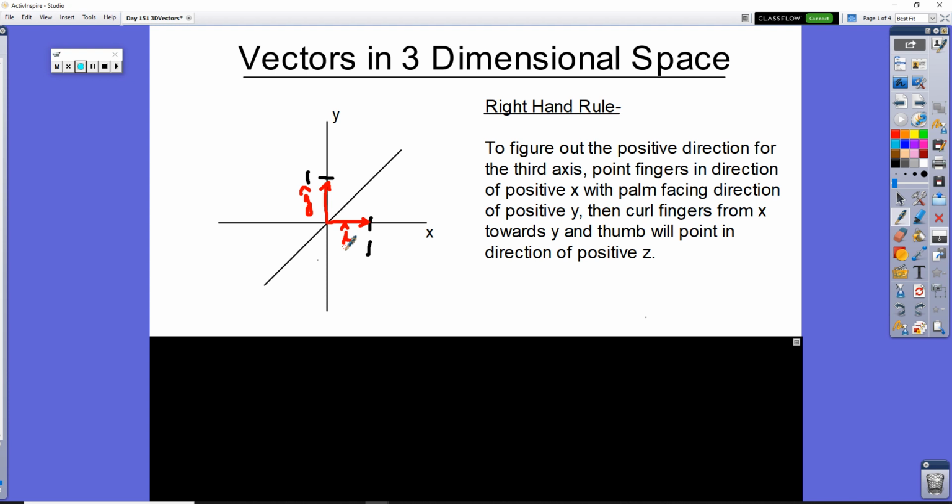So the tricky part about the third axis, which is eventually going to get called the z-axis, is we have to figure out which way is positive for the z-axis. And to do that, we use something called the right-hand rule. So to figure out the positive direction for the third axis, I want you to point your fingers, and you've got to use your right hand for this. It's called the right-hand rule for a reason.